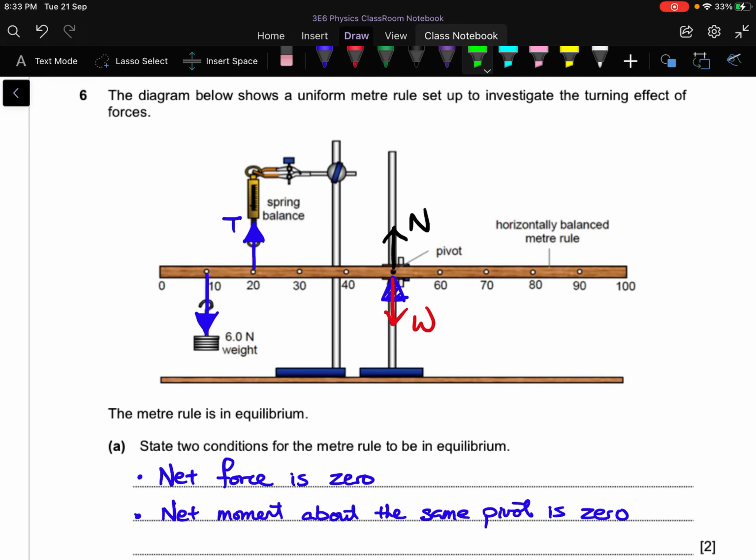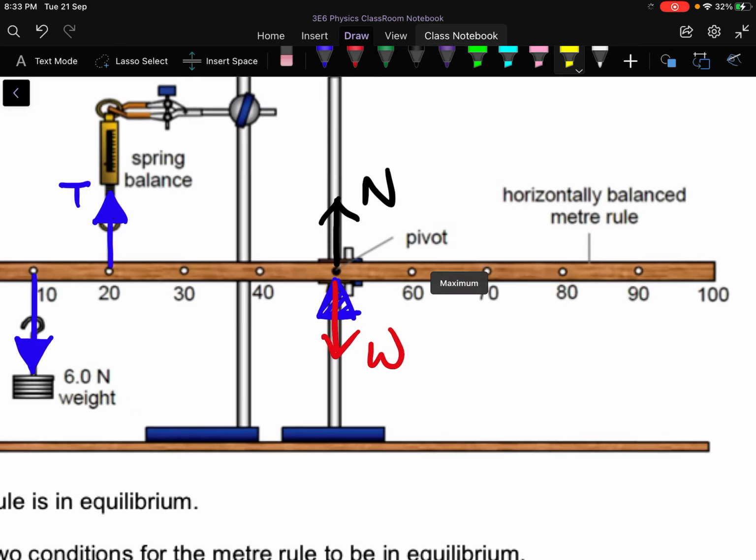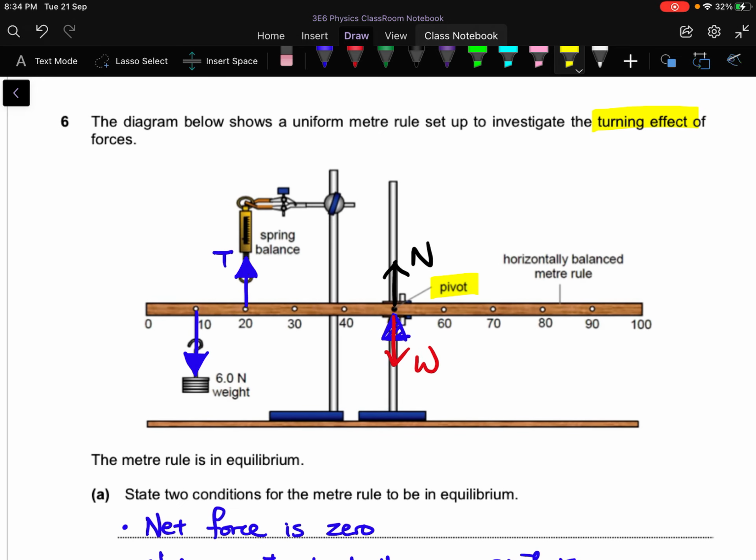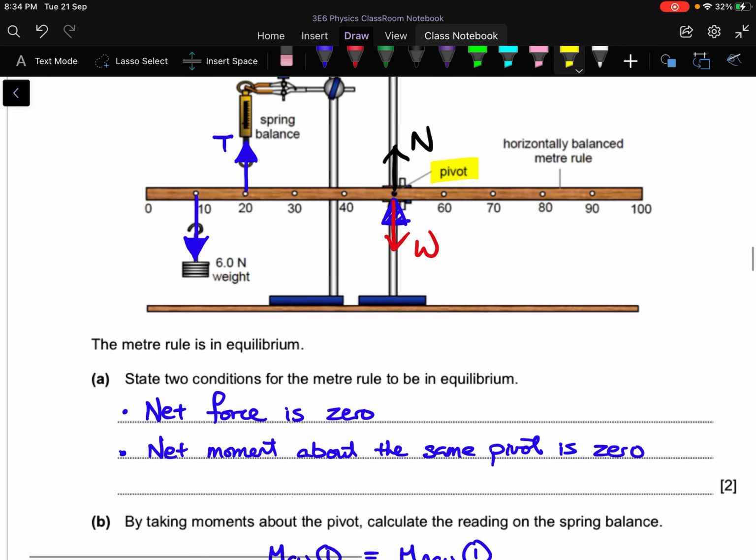Okay, this video will cover question 6, which is a question on moment. How do you know that it is about moment? Well, there are some hints for you. If you see things like turning effect, if you see things like pivot, it is actually hinting to you that please talk about moment. Okay, before I talk about the diagram, let's answer part A.